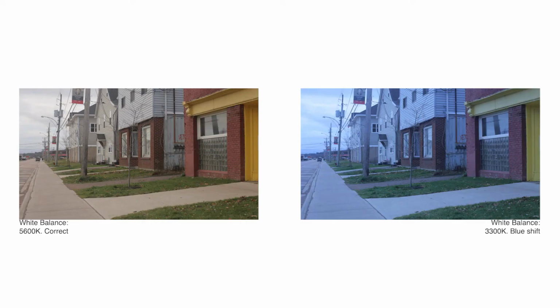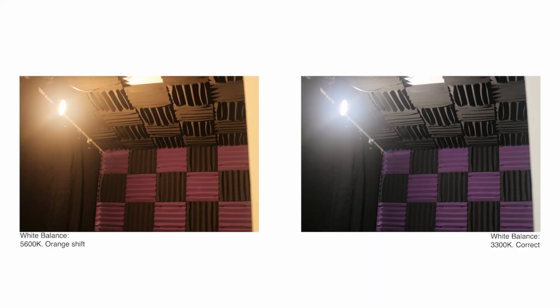If we shoot a tungsten setting outdoors, our image is going to look blue. Whereas if we shoot indoors with daylight settings, indoors it's going to look very orange. So we have to ensure that we have these settings set so our whites in our image look white, not yellow and not blue.